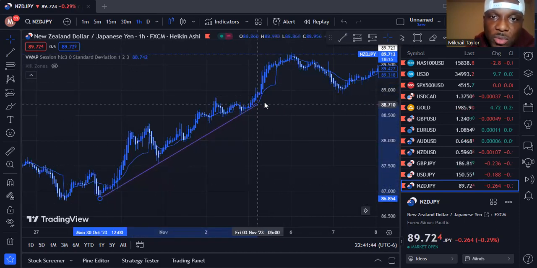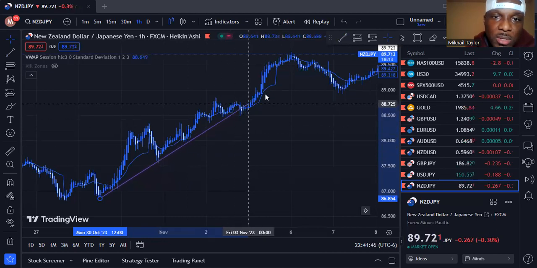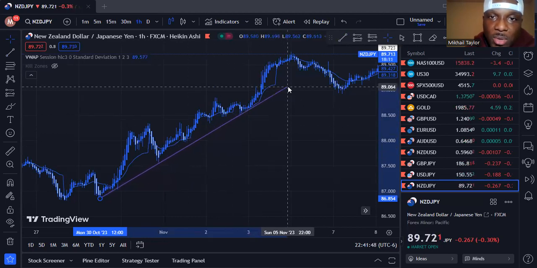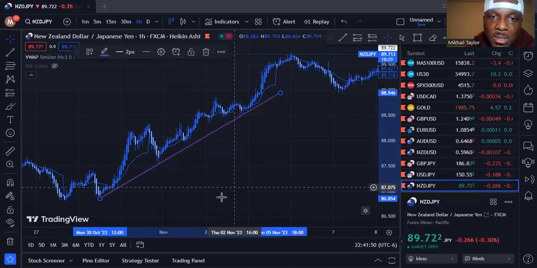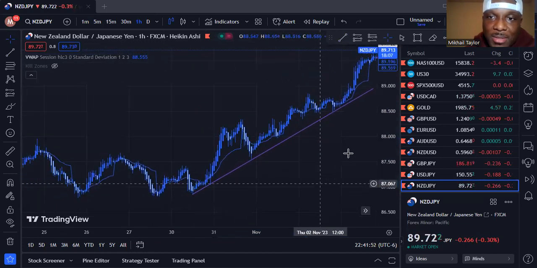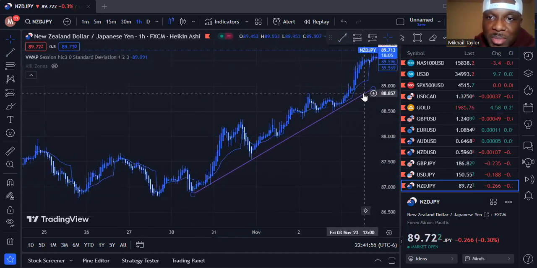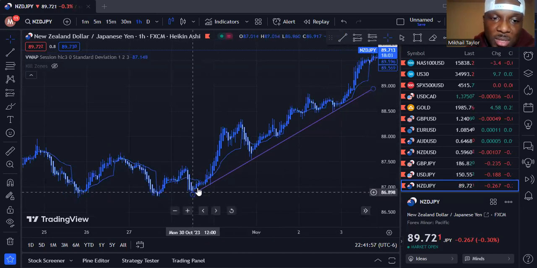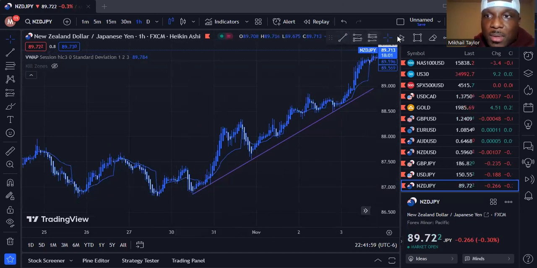Obviously, if you're doing this in real time, you'll probably do this when price is probably right here. It's still developing, but you'll put that wick here, so you'll see a point right here. Can I draw on here?